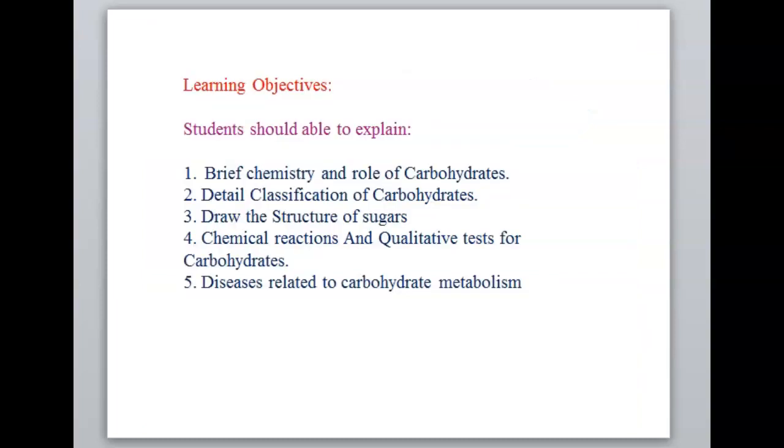Now, the learning objectives for the carbohydrates: the student should be able to explain the brief chemistry and role of the carbohydrates with definition of the carbohydrates, detailed classification of the carbohydrates, also the different structures of the sugars, that is the monosaccharide sugar, disaccharide sugar, polysaccharide sugar, etc., chemical reactions and the qualitative tests for the carbohydrates, and the different types of diseases related to carbohydrate metabolism.